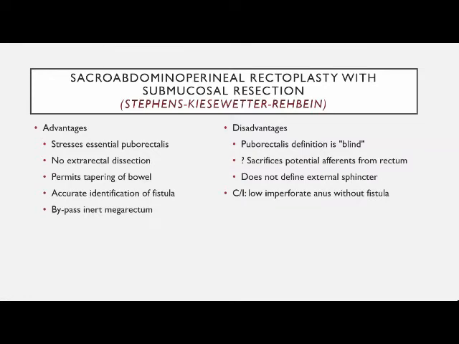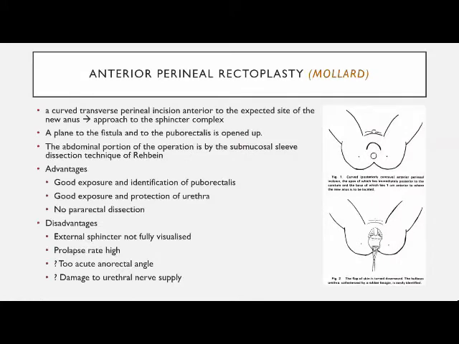Accurate identification of the fistula was attempted in this technique, and in megarectum, the distal rectal pouch can be bypassed, especially when it is inert. This is advantageous. The disadvantages: puborectalis definition again continues to be blind, this sacrifices potential efferents from the distal rectum, which is not used, and it does not define the external sphincter. This procedure is contraindicated in low ARM, those without a fistula.